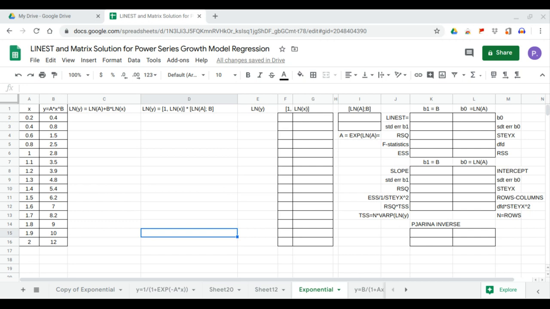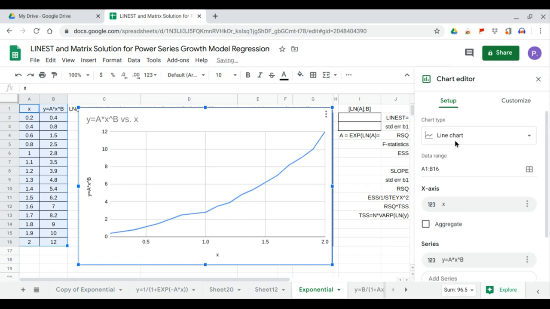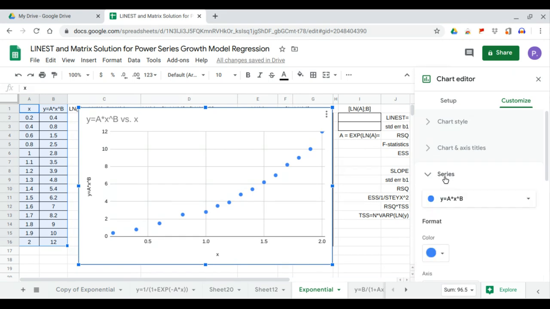In this video, we will use LINEST and matrix solution for power series growth model regression. Here we have a dataset and we'll use the power series growth model. We show the chart and we'll use the power series as trend line.